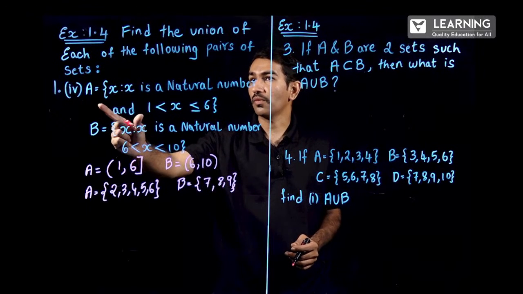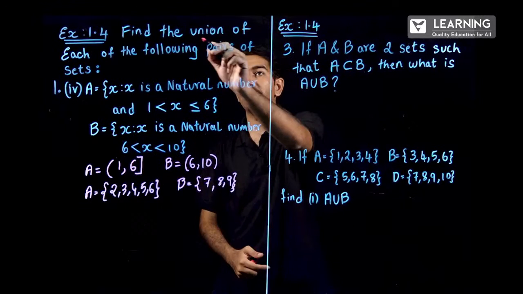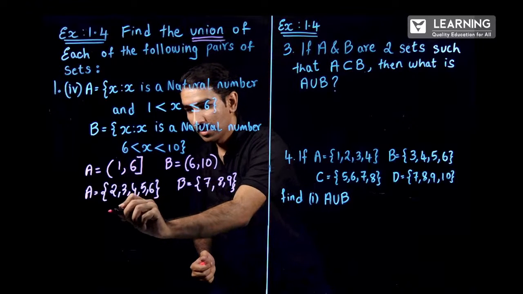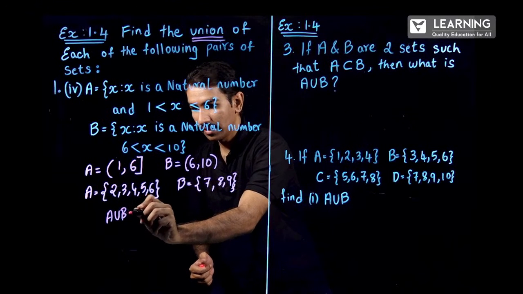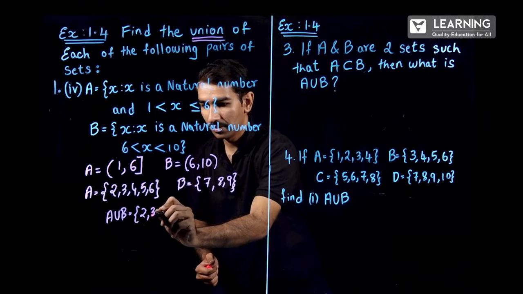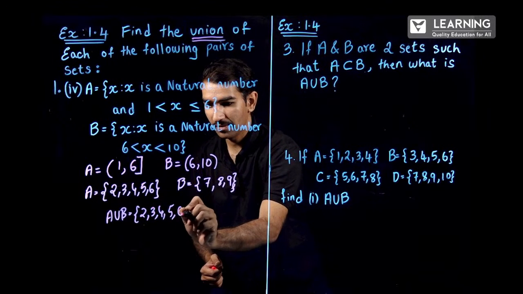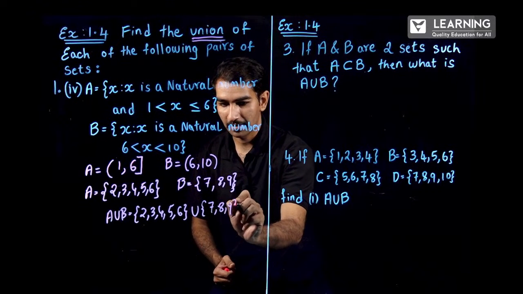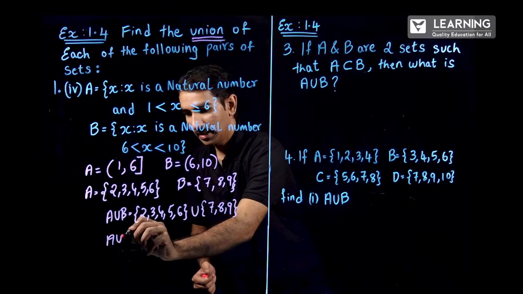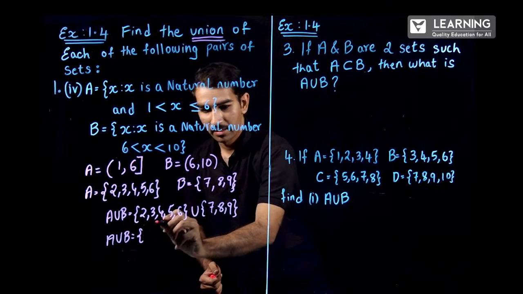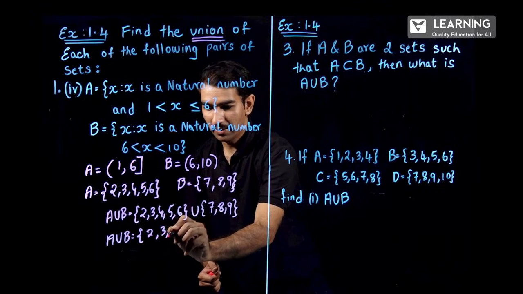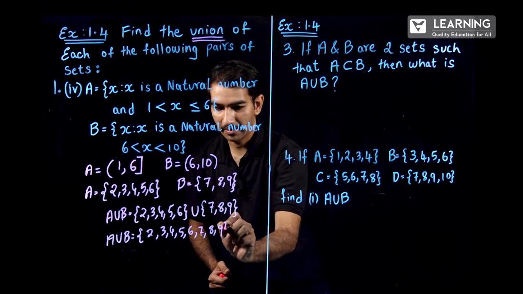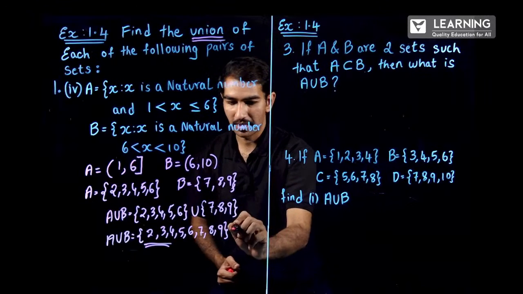Okay. So now what we have to find out here? Find the union of the sets. So what will be the union, students? So A union B can be written as 2, 3, 4, 5, 6 union 7, 8, 9. So again A union B can be written as 2, 3, 4, 5, 6, 7, 8, 9. So this will be your right answer.